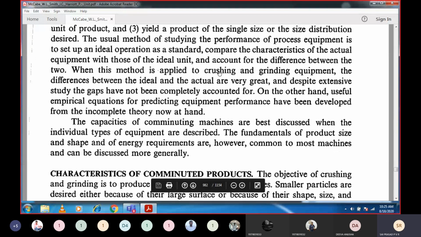When this method is applied to the crushing and grinding equipment, the differences between the ideal and the actual are very great. And despite extensive study, the gaps have not been completely accounted for. See why? Take an example. I can break a chalk piece, but the orientation is important. If I am catching the chalk piece in between, I can apply less force to break it. I know chalk piece is a brittle material. What is a brittle material? A material which breaks into two halves without giving any signals. A stainless steel rod, if you pull it or push it, gives some elongation, then it starts breaking. But chalk piece is a brittle material.